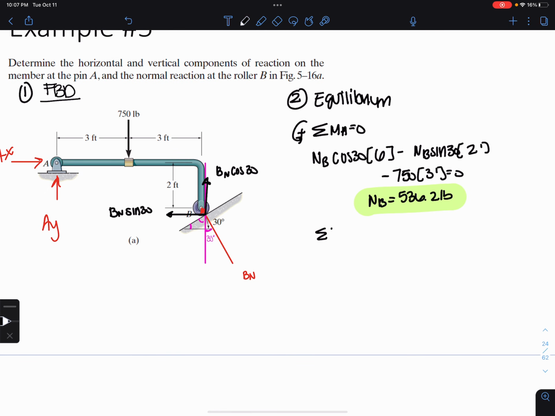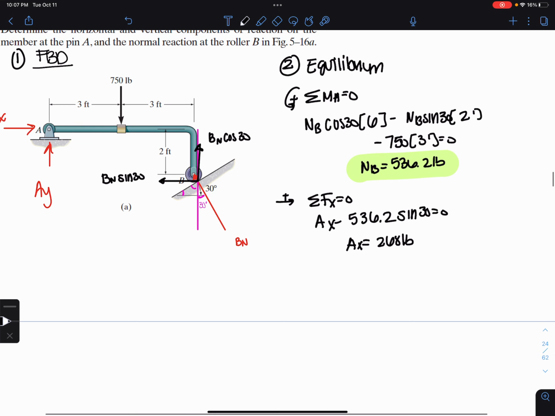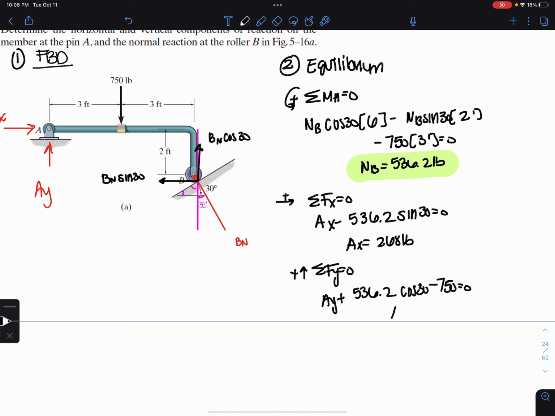Let's go ahead and continue with summation of forces in the x. Right is positive. We have AX minus, I'm going to plug in NB 536.2 sine 30. We get AX is 268 pounds, and we can now solve for the forces in y. We have AY plus 536.2 cosine 30 minus 750, and we get AY is 286 pounds.